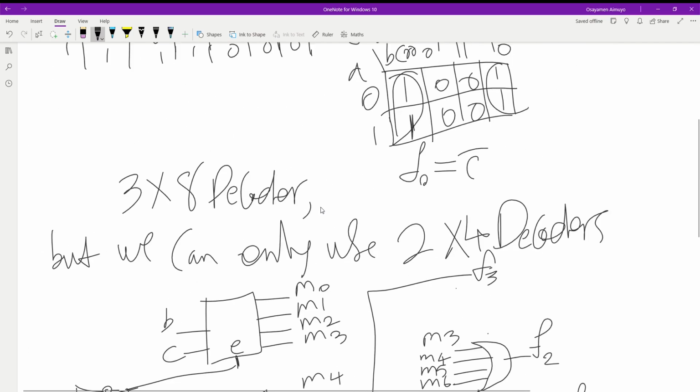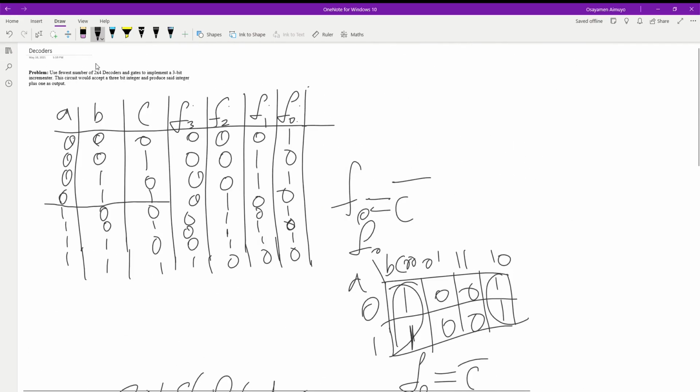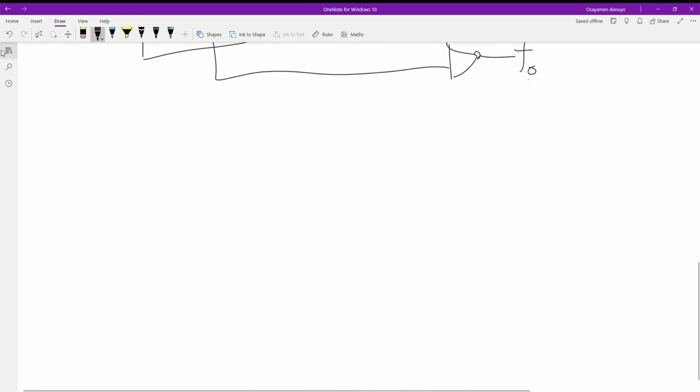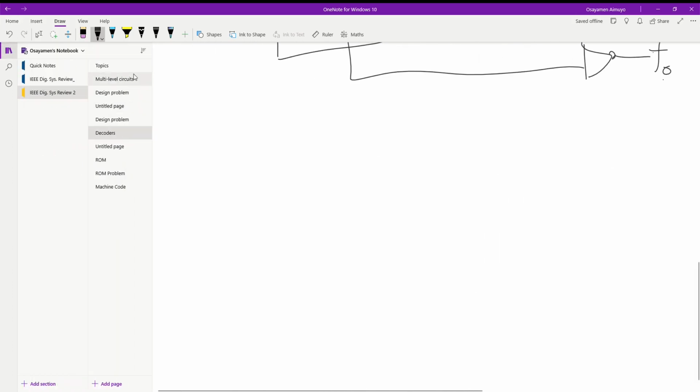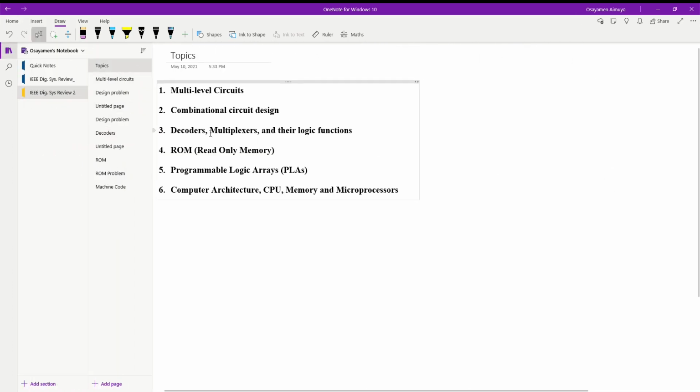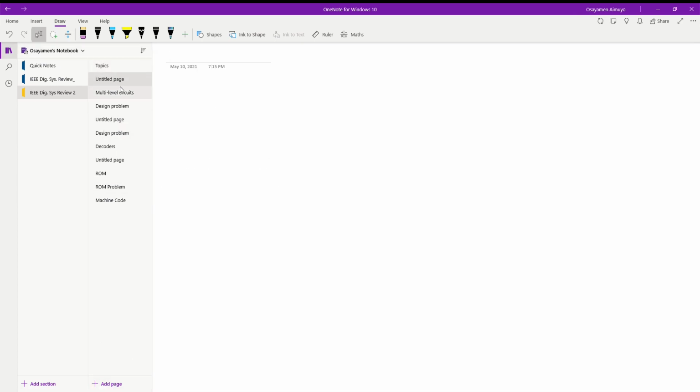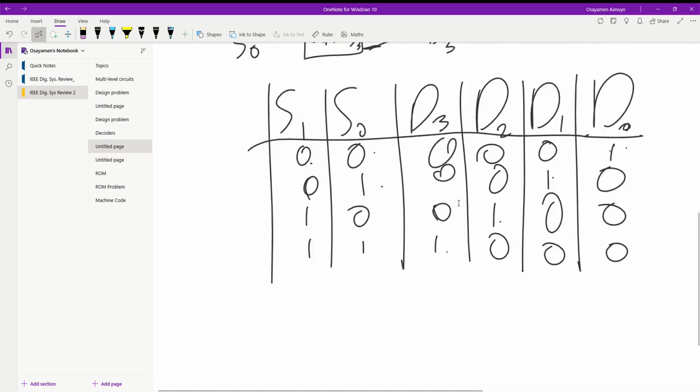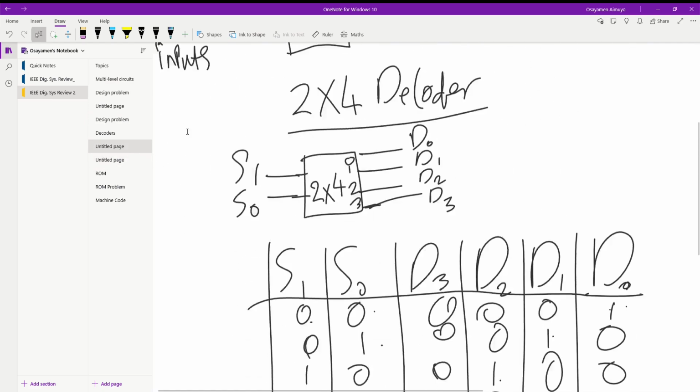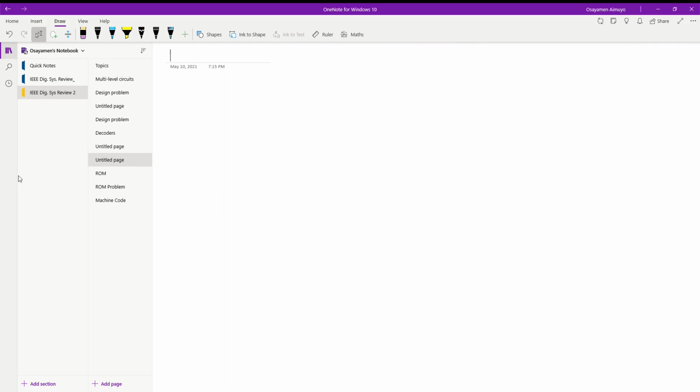Okay. So we're done with the problem. Very good. Okay, let's move on to muxes. So multiplexers. What are multiplexers? I need to add a new page here. Move this right down. Okay, this was for decoders.